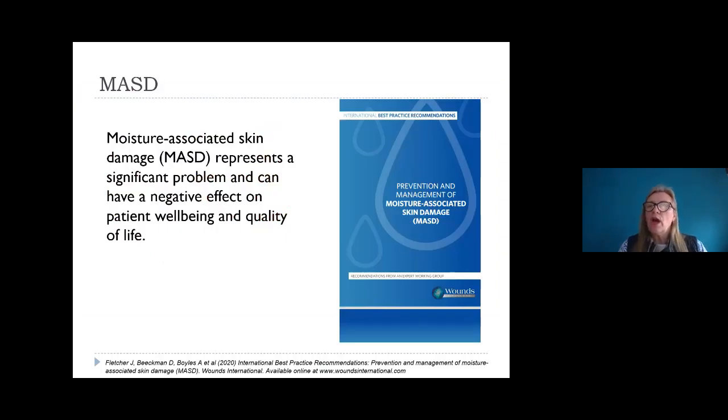So if you want a good overview about moisture-associated skin damage, can I recommend this document? It's a best practice statement on the management of MASD, published in 2020. It's free to download and you can see the reference there at the bottom. So if you just go to the Wounds UK website, you can download this.